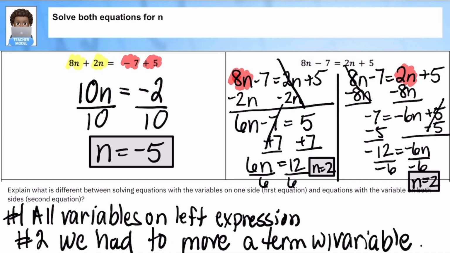So we want to make sure they're already on one side. In our first example, it was already true. All our n's were already on one side. In our second example, we had them on both sides. So we had to decide, am I moving 2n here or am I moving 8n there? All right, so hit pause and jot this down into your notes.